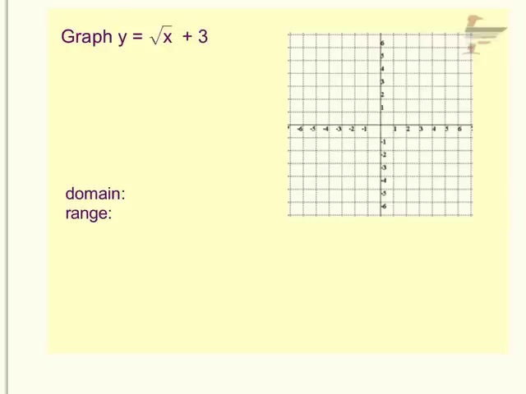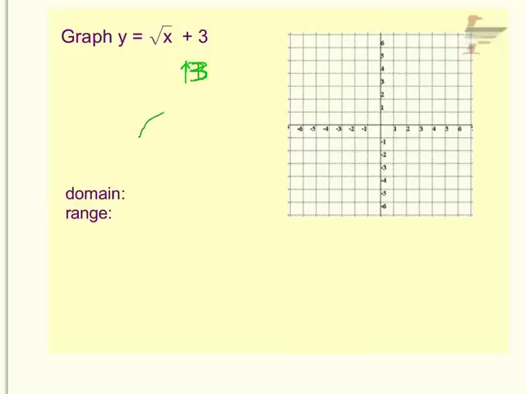For the concept videos after this intro video, there's just two, one of a square root, one of a cube root. So I just want to show you a little bit more detail in this video, but definitely watch those videos as well. For this graph, here we have the square root of x, but this plus 3, that's going to indicate a vertical shift.